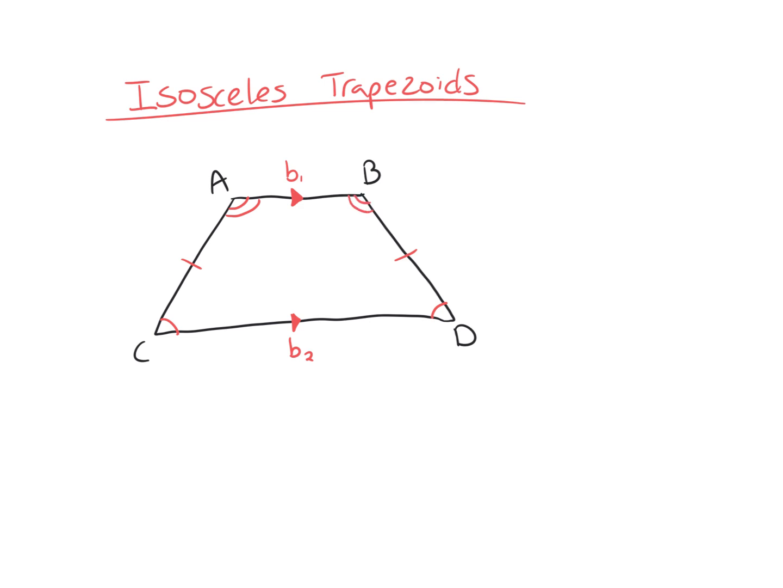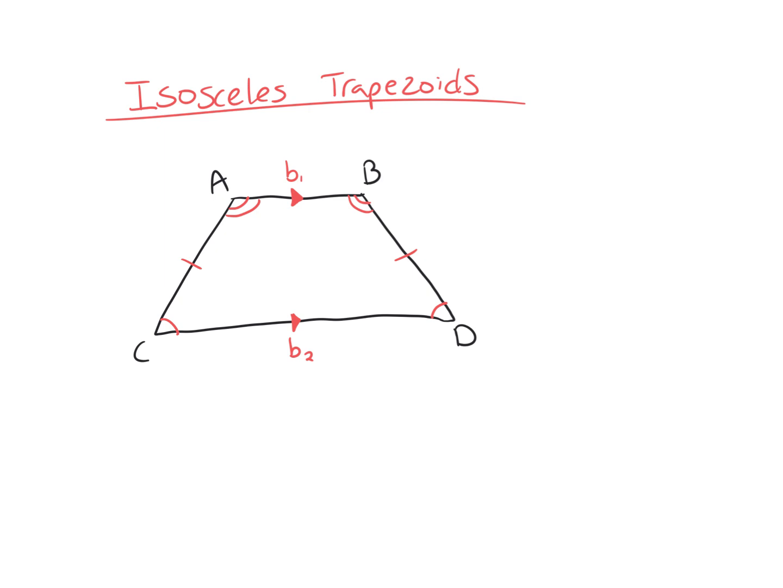So, isosceles trapezoids, their AC and BD are the same length, and their base angle pairs are the same. Okay, so the top two angles on the base 1 are the same. The bottom two angles on base 2 are congruent to each other. Okay? So, keep that in mind.